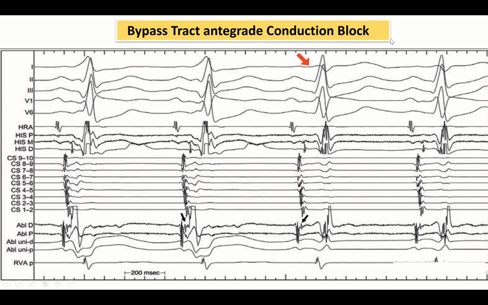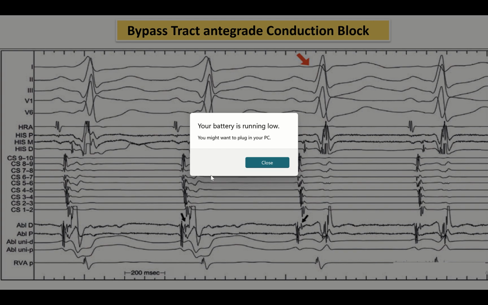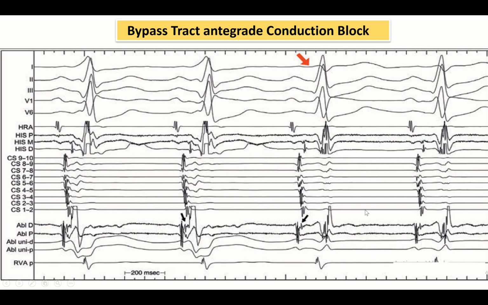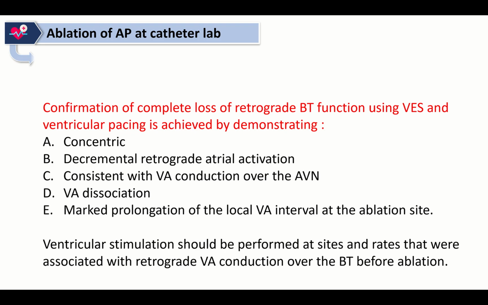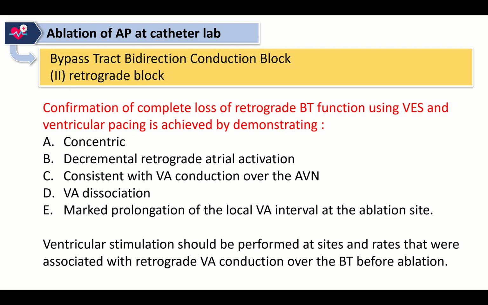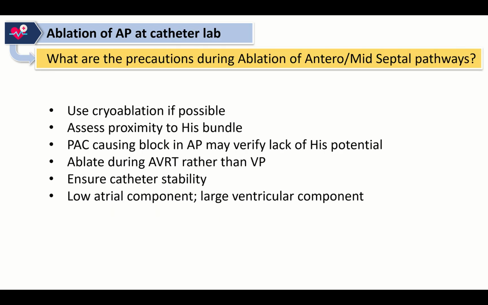Amazing illustration. Loss of pre-excitation in ECG lead 1, and the AV interval increased. It was fused in the first and the second beats at the ablation catheter. Then it's loss of pre-excitation. Now let's go to retrograde block to see the successful endpoint. Concentric activation rather than eccentric. It will be decremental conduction, consistent with VA conduction. Nodal conduction may be dissociated, and the VA interval will increase so much.